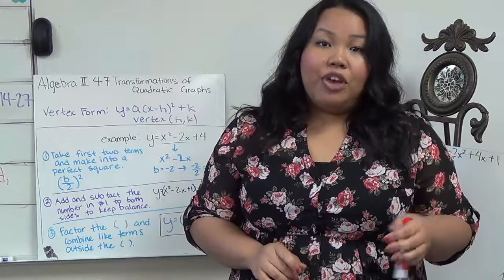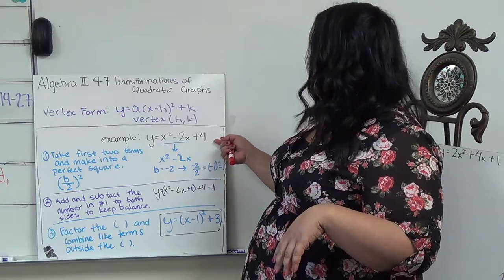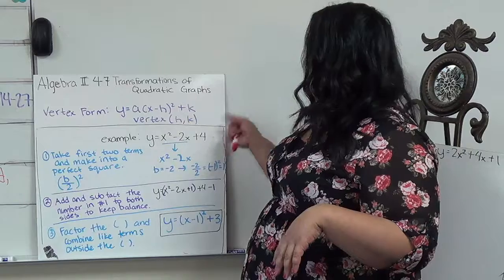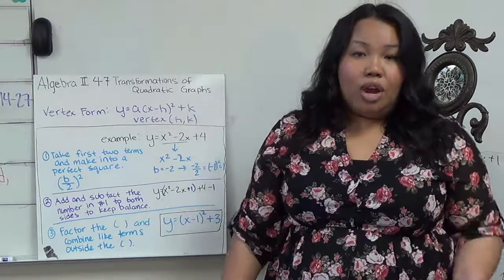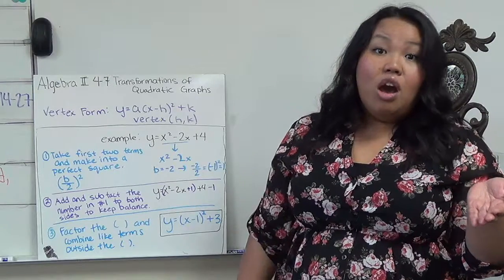Okay, so you know how to find the vertex of a graph by doing the negative b over 2a, right? And then after you do that, you plug that answer into the equation. So remember finding the vertex of a quadratic equation.